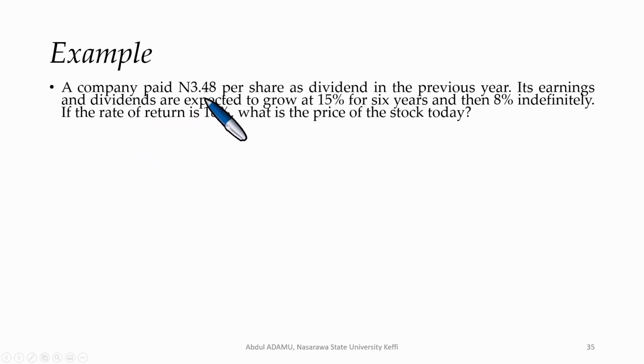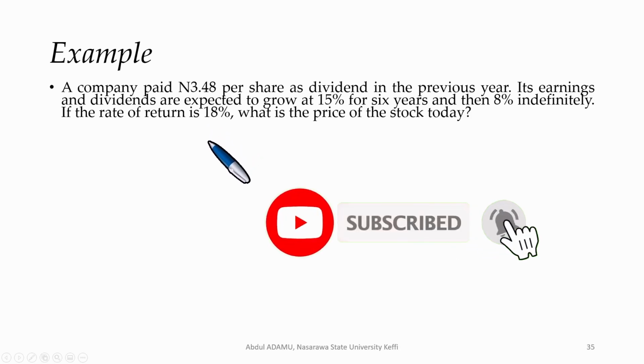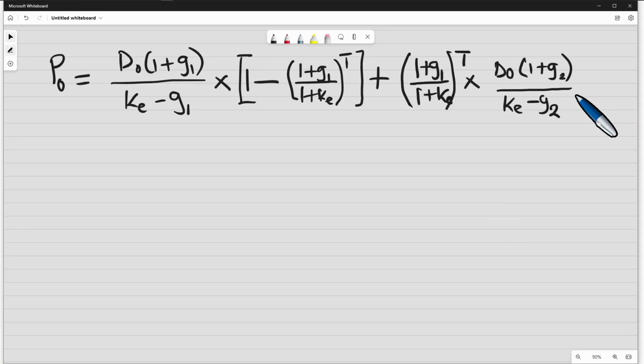Assume that a company paid 3.48 Naira per share as dividend in the previous year. This is our D0, and its earnings and dividends are expected to grow at 15% for 6 years. This is our G1, and then 8% indefinitely. This is our G2. If the rate of return is 18%, this is our Ke. What is the price of the stock today? Let's bring down the formula. So this is our formula.